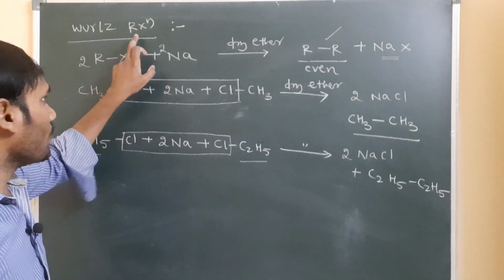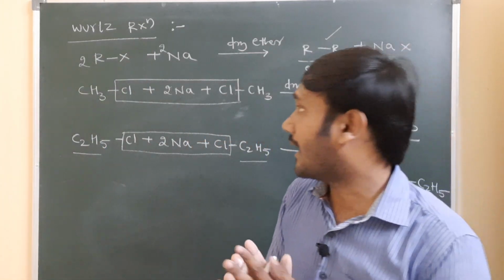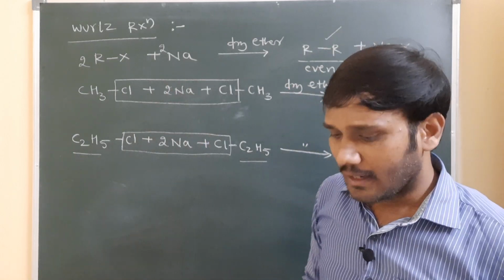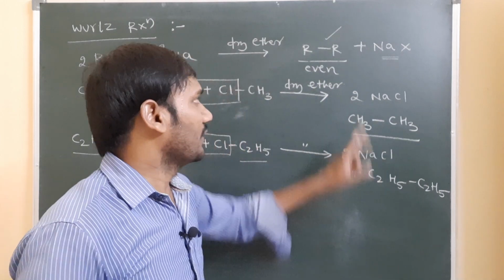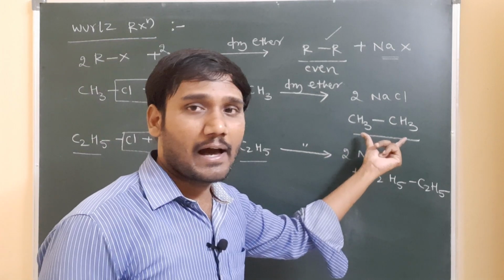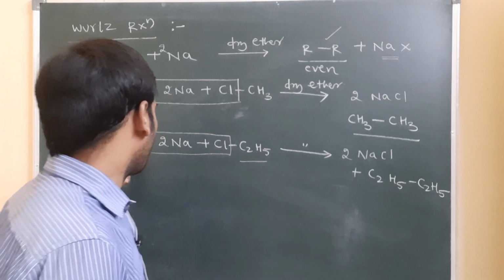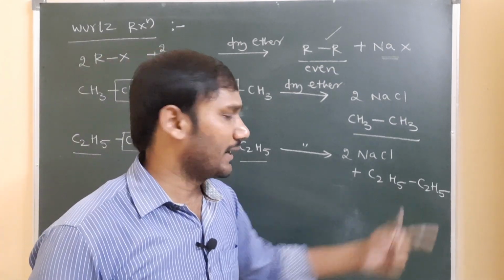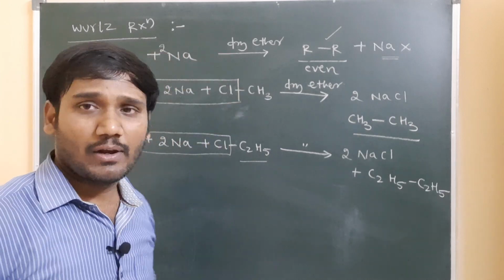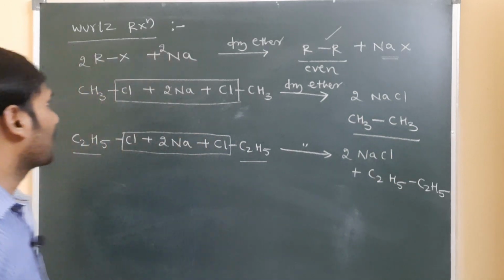So once again, what is the Wurtz reaction here? Alkyl halides on treatment with sodium in the presence of dry ether as a solvent will give the higher alkanes with an even number of carbon atoms. So here I am taking methyl chloride, the product is an alkane with an even number of carbon atoms, and here I am taking ethyl chloride, the product is butane, here also an even number of carbon atoms. So mainly in the Wurtz reaction we get the alkanes with an even number of carbon atoms. So now this is the Wurtz reaction.